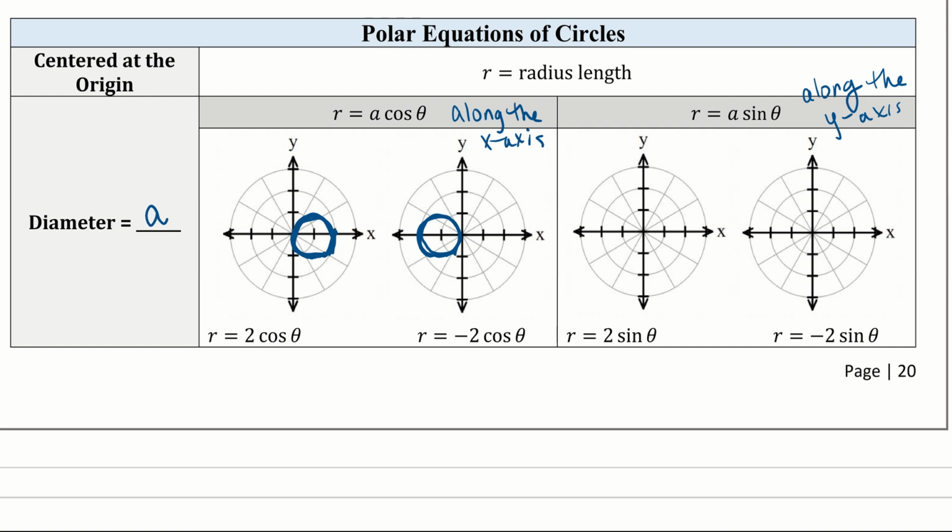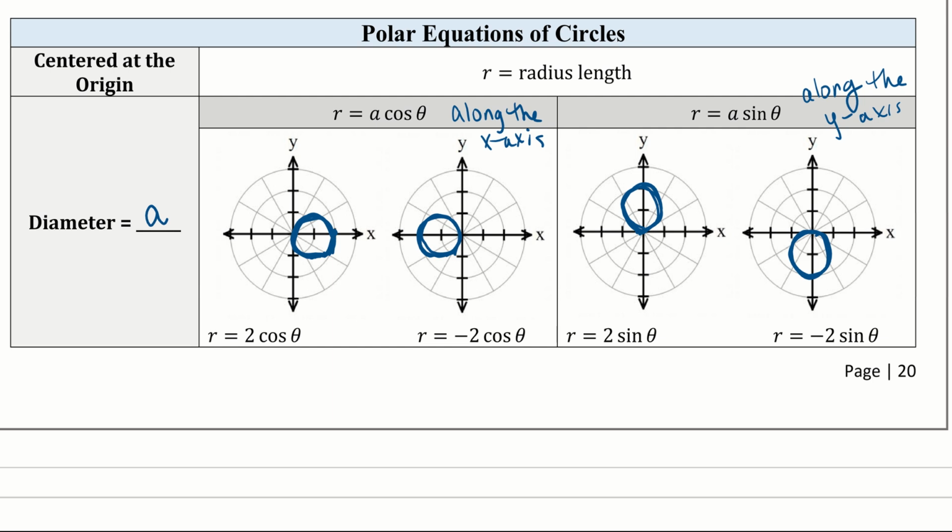R equals 2 sine of theta would be a circle along the positive side of the y-axis. R equals negative 2 sine of theta would be a circle along the negative side of the y-axis. Now, if worst comes to worst, you could always make a table of values to do these, which we'll provide in case you ever want to use it. So that's how circles look.